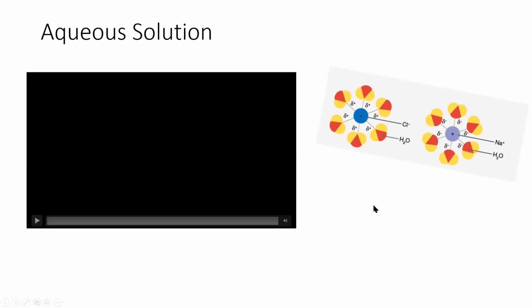So again, you can see here with this little image how the negative chlorine ion associates with the positive charge in the water, and the positive sodium ion associates with the negative charge from the oxygens in the water. So the water molecules create a buffer that keeps those ions separate, which allows them to dissolve.